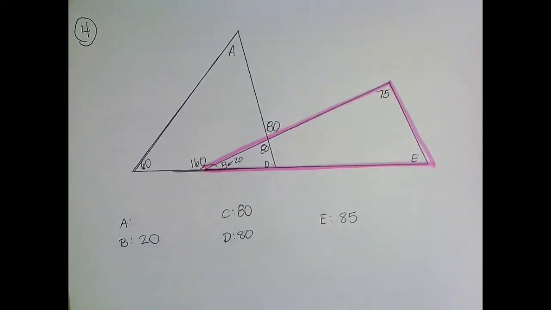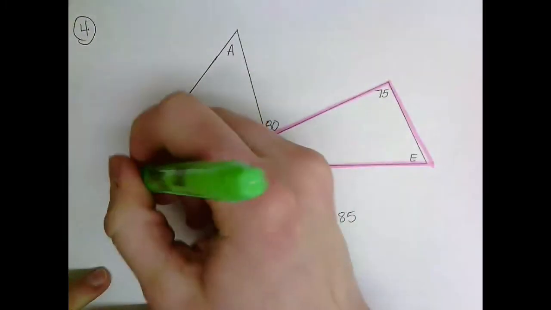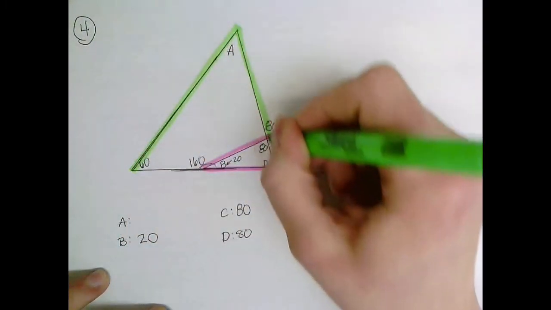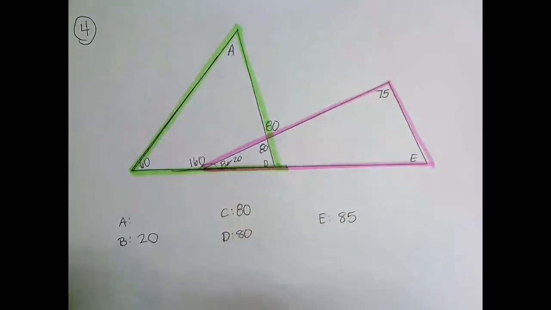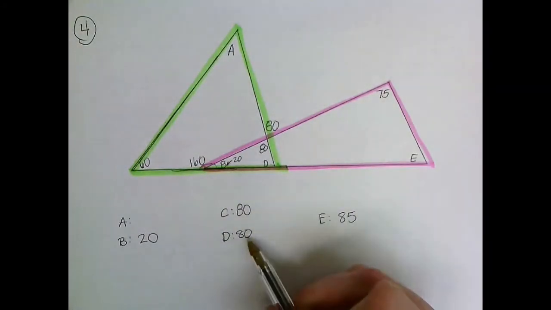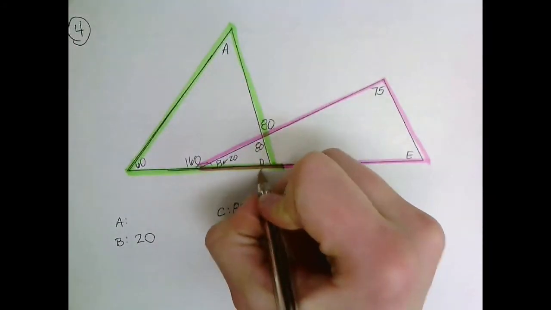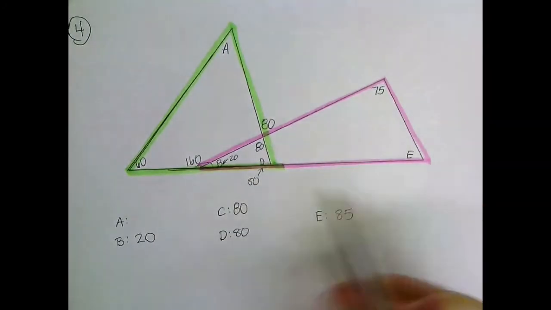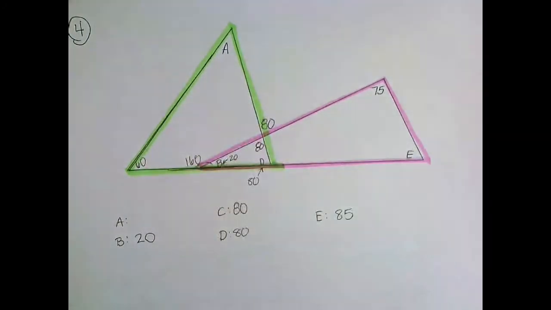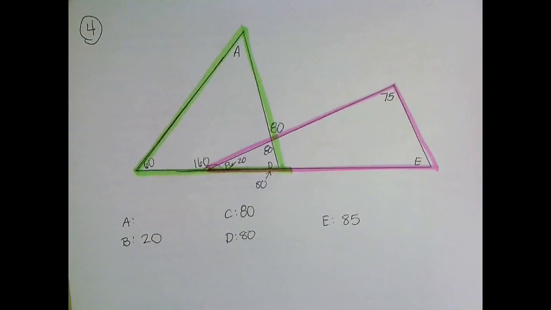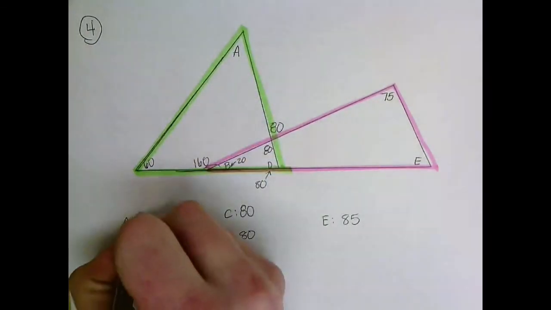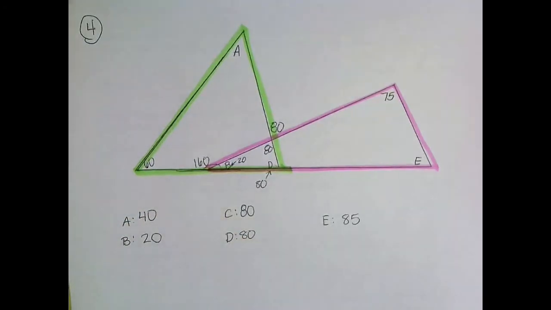Okay, and we can do the same thing with the other triangle. I'm going to highlight it in green just so that we can keep it separated. We had already solved for D down here. We said that D was going to be equal to 80. So I'll point at this so we know that it's 80. Now I know that 80 plus 60 plus A has to equal 180 altogether. And so that means that angle A is going to have to be equal to 40 degrees.